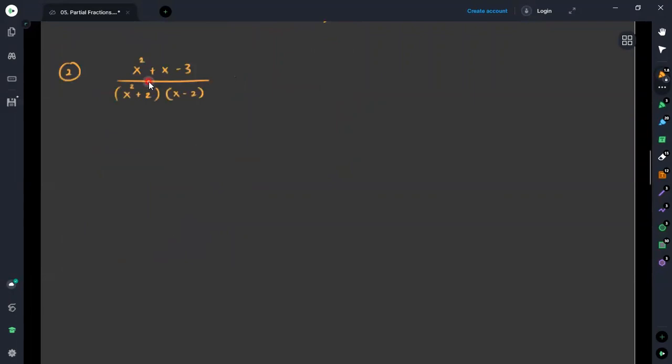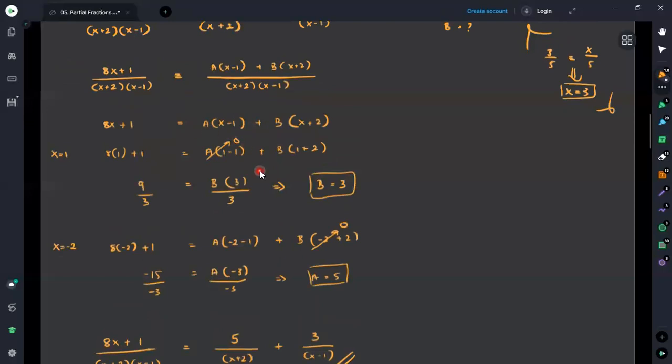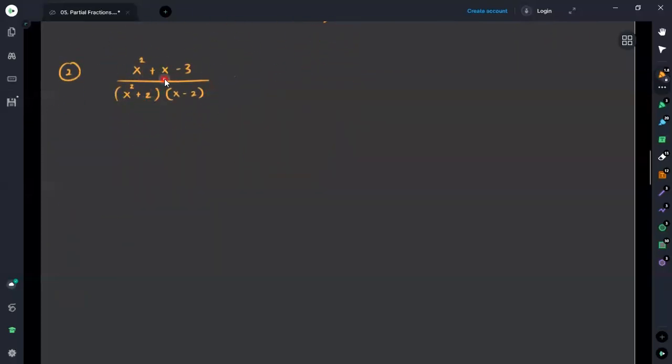In this calculation, we can see that there are two distinct factors. One is x minus 2, but the next one is x squared plus 2. X squared plus 2 is not a linear factor. Therefore, we cannot use exactly the same technique that we used previously. It is just x squared plus 2, a form of irreducible factor. Here we cannot simplify it any further.